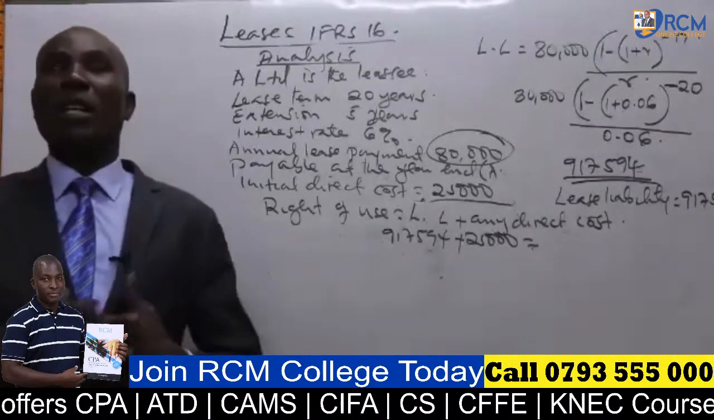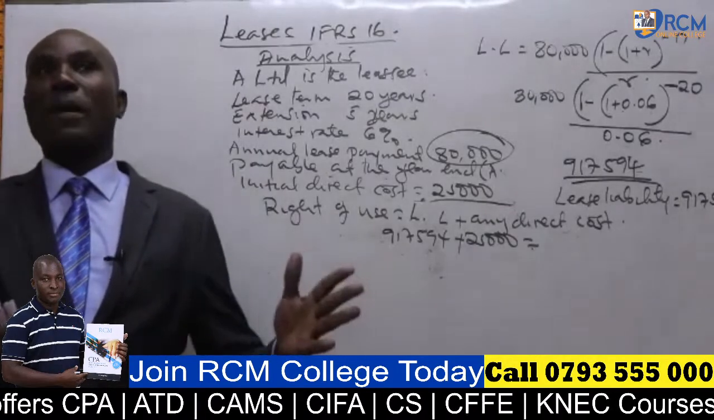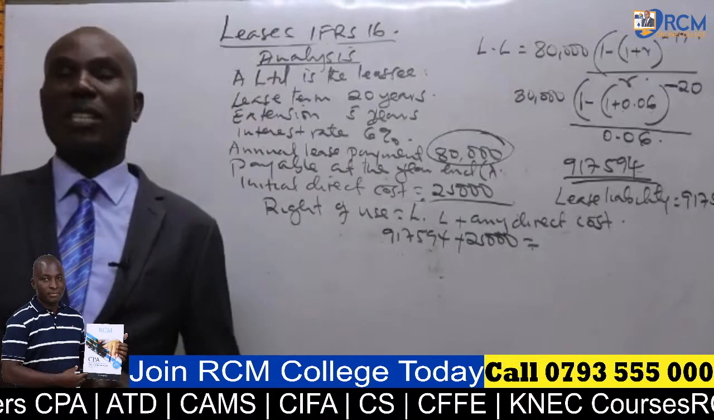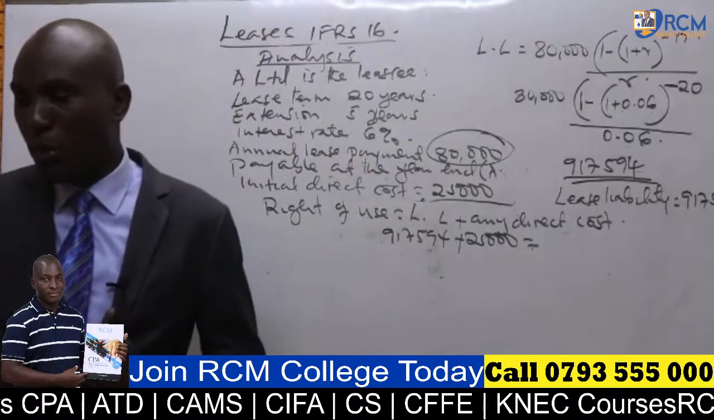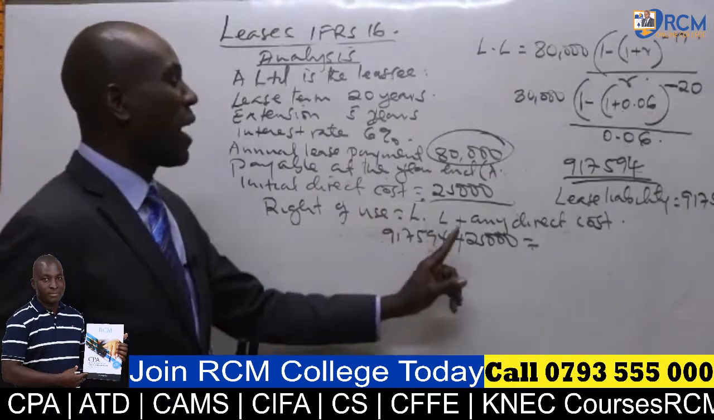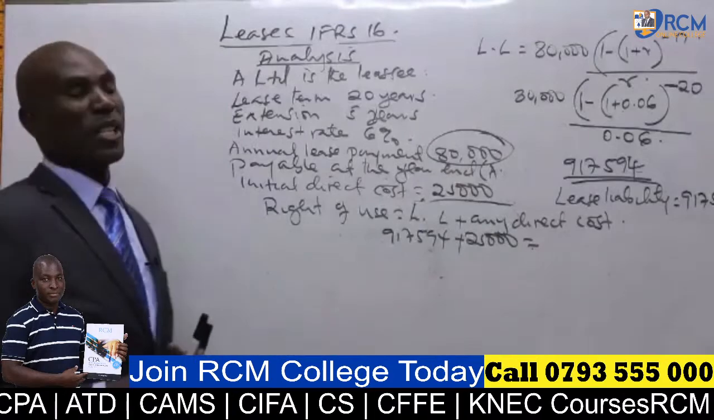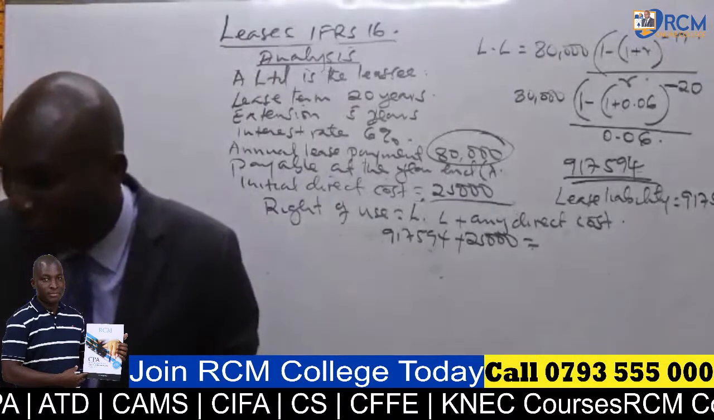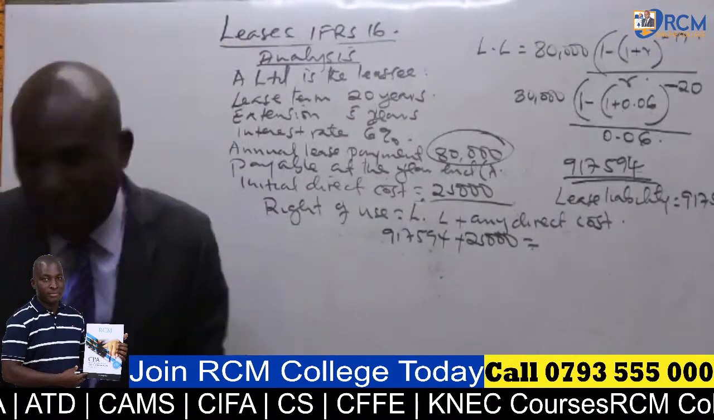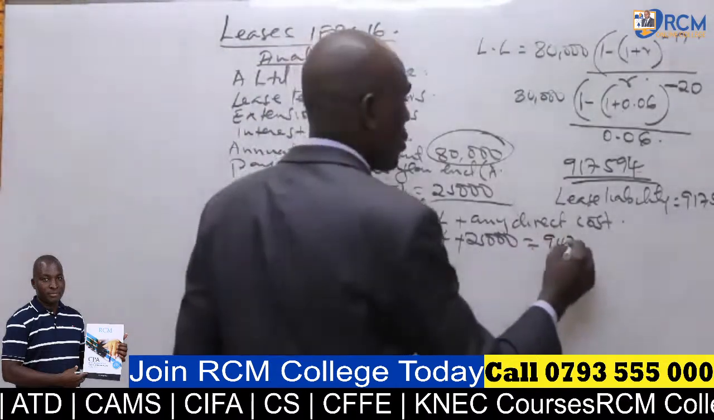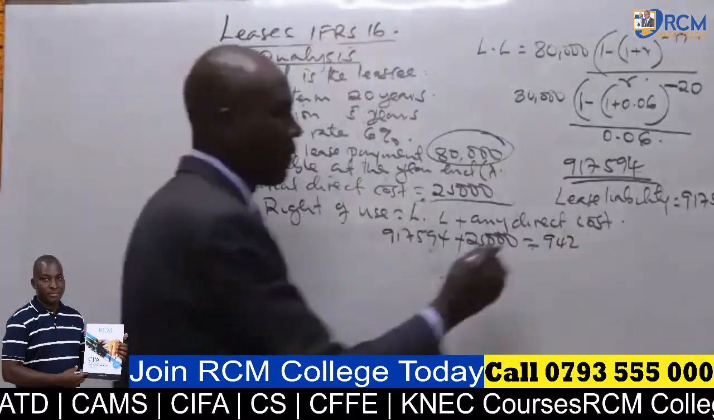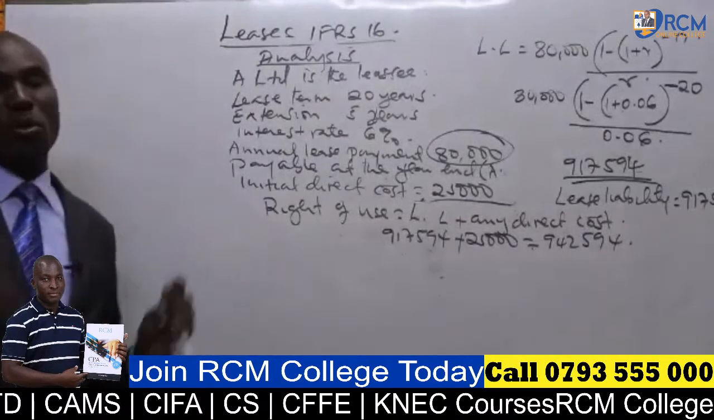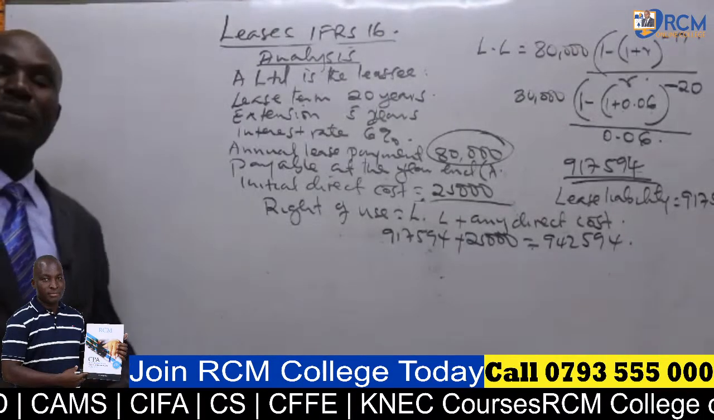We said, how do we get the right of use? Lease liability plus any initial direct cost incurred by the lessee, like direct cost, dismantling cost, all those costs we mentioned. Therefore, here we are going to add. How much will be our right of use? This one is the lease liability, but how much shall we recognize as the right of use? 942,594. Thank you very much. That is the right of use asset on initial recognition.